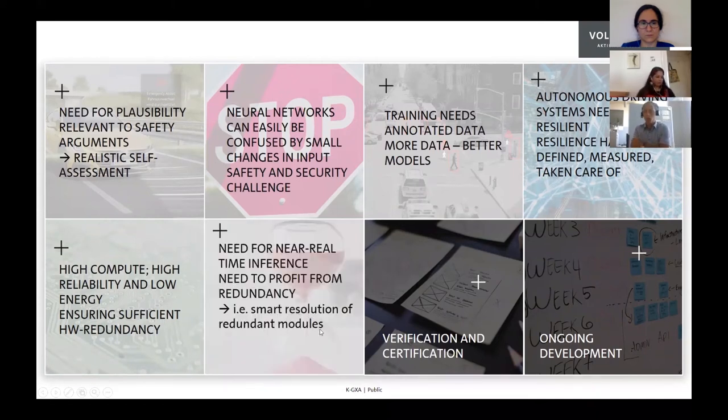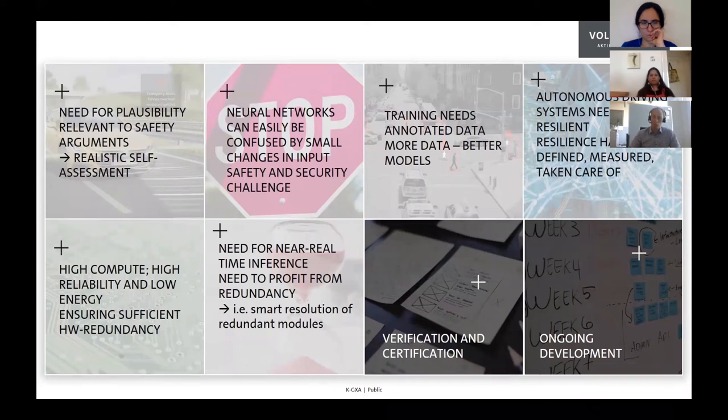And then once all this is done, once all those challenges are settled, we have robust networks, we have all the data, we have found resilience measures, and the hardware stuff is solved and it's all done redundantly, we need to verify the system. We need to find an argument which plausibilizes, in an understandable and certifiable way, that the system is safe.